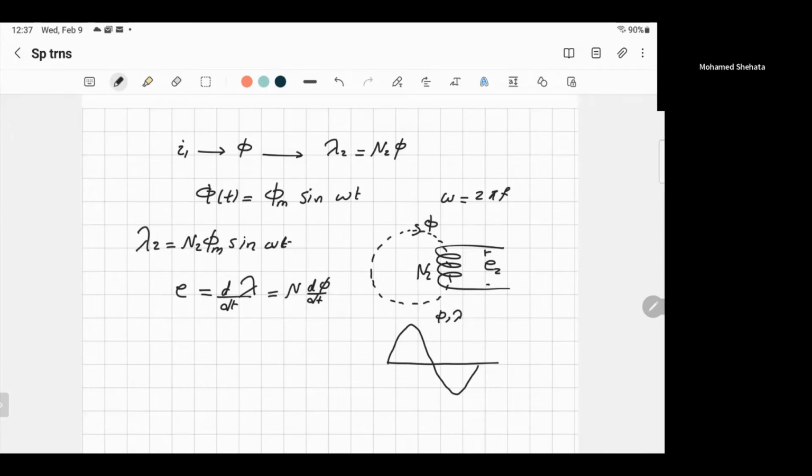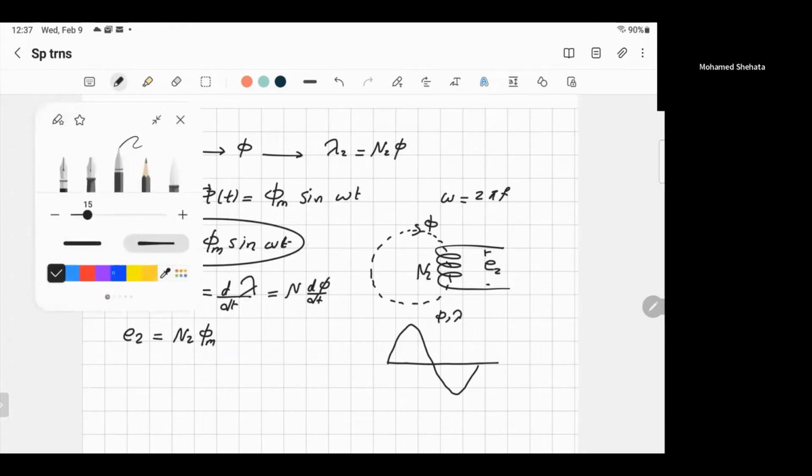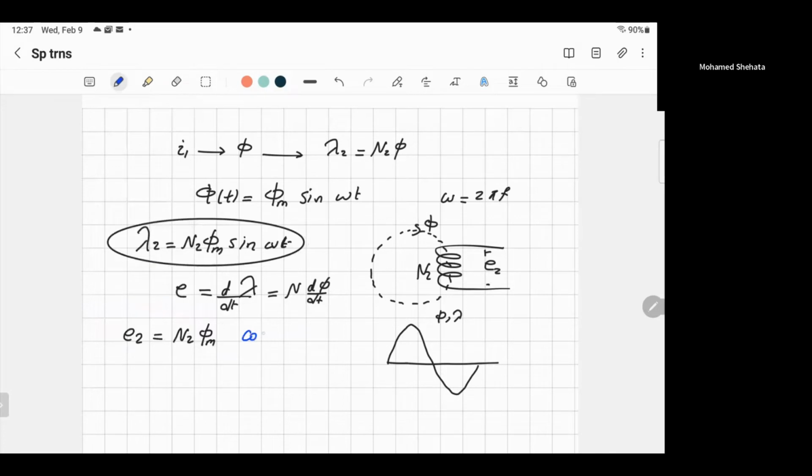So now you can say E2 is equal to the differentiation of the flux linking the coil. N2 is constant, phi m, the maximum value, is constant. Then you differentiate sine omega t. What's the differentiation of sine omega t? Cosine omega t times omega, right? Because you are differentiating with respect to time.